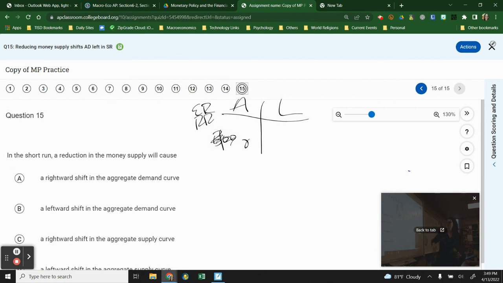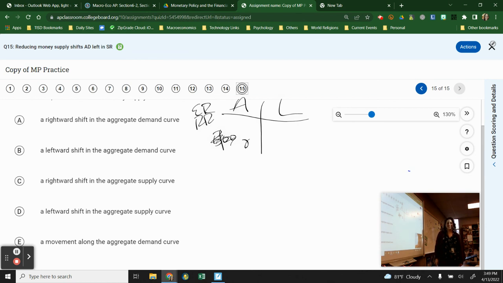A reduction of money supply will reduce aggregate demand. I like these easy questions. Yeah. Look how few words there are. Okay, I just like accurate. Oh, shoot. Go home. No. Yes. Next.